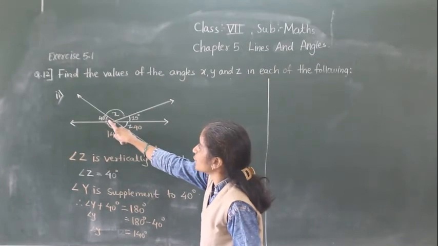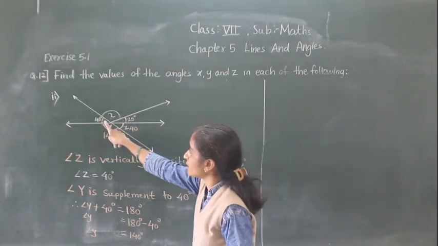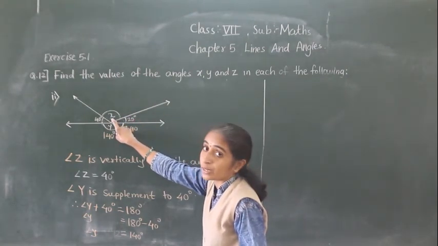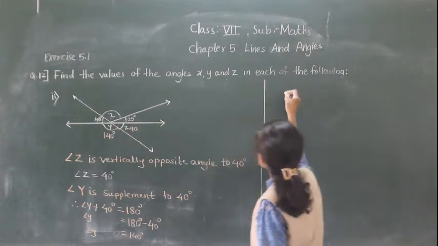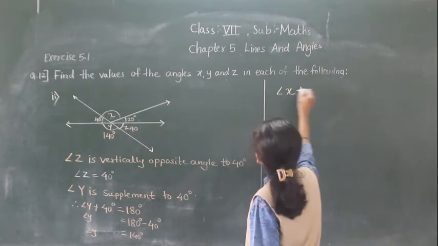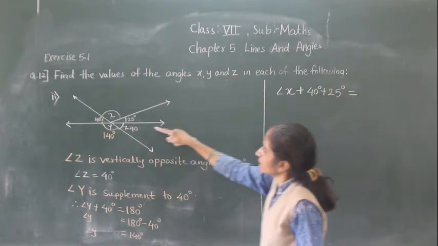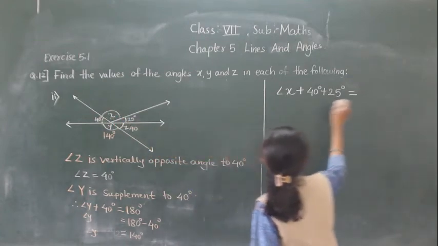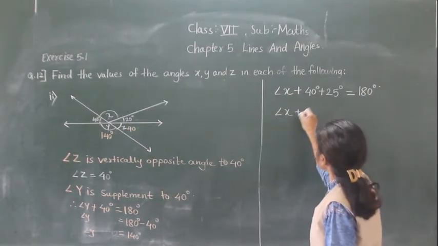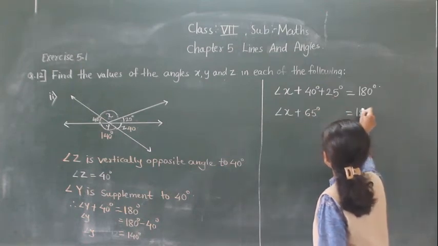Angle x is supplementary to the 40 degree and 25 degree angles. So 25 degrees plus 40 degrees plus x is equal to 180 degrees, because this whole measurement is 180 degrees. So angle x plus 40 plus 25, which is 65 degrees, is equal to 180 degrees.